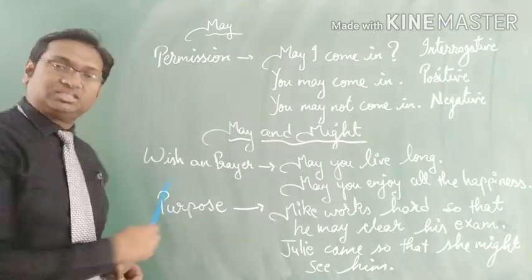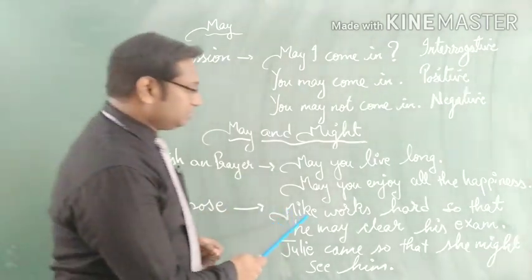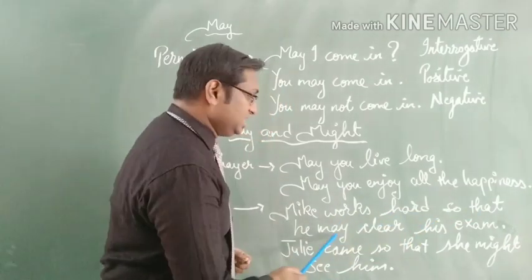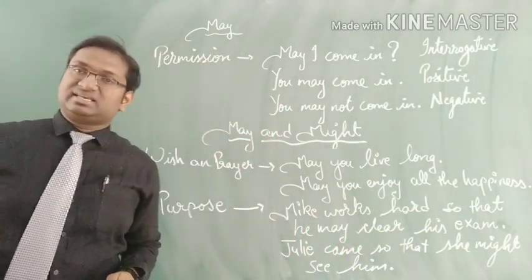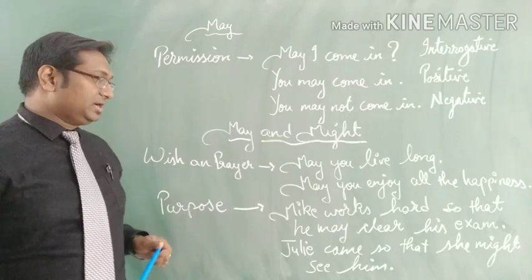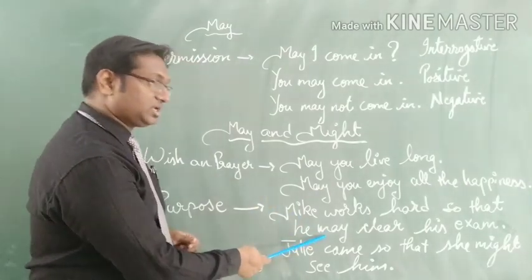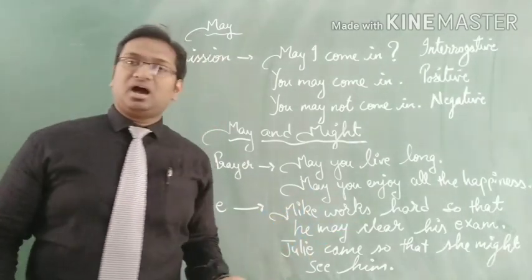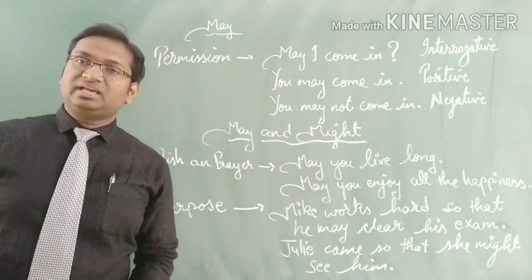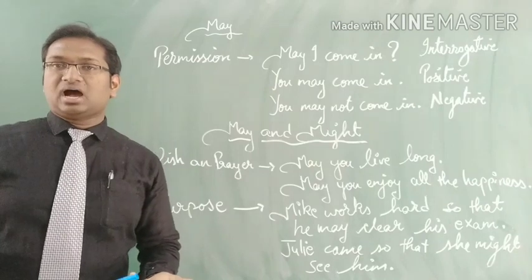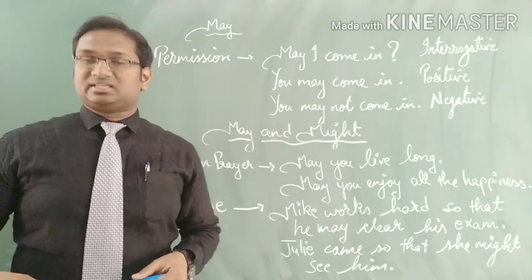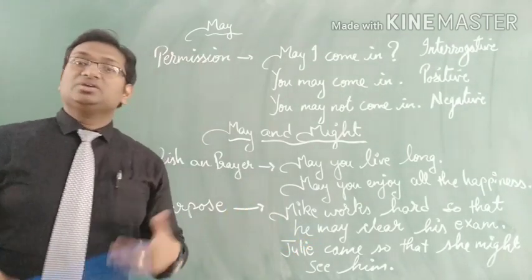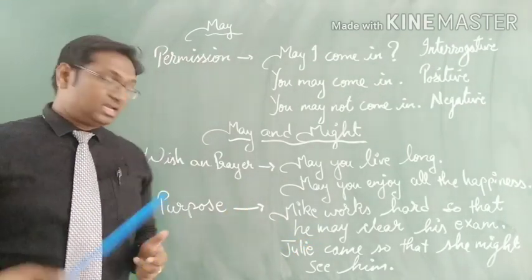Now let's see the purpose. Mike works hard so that he may clear his exam. Now over here we use may because we have a purpose. Now why is Mike working hard? What is the purpose of working hard? The purpose of working hard is to clear the exam. So that is why we are using may over here to show purpose.